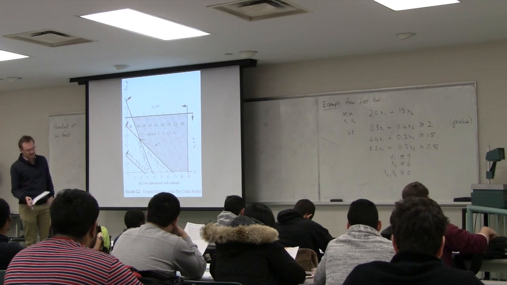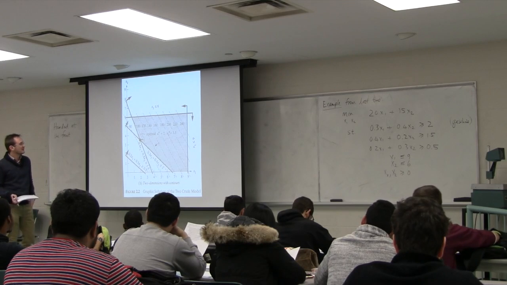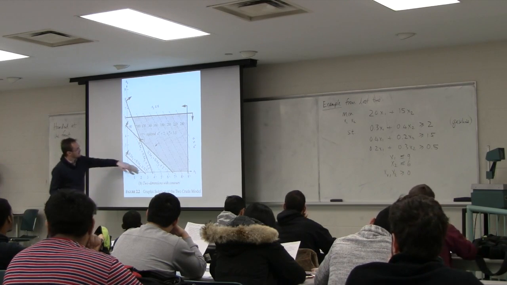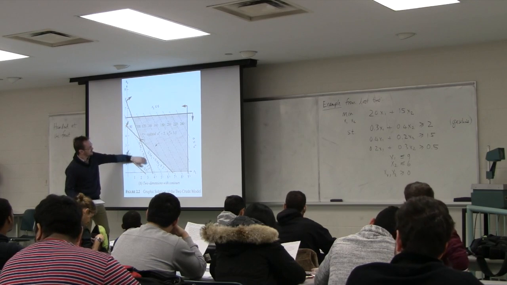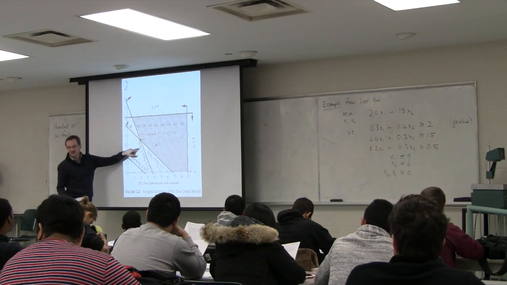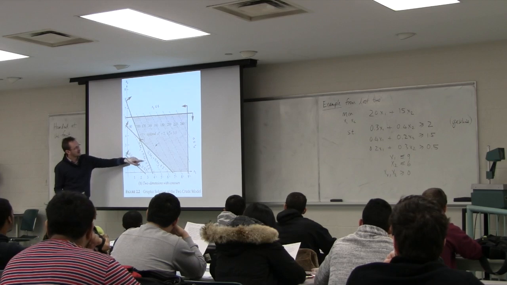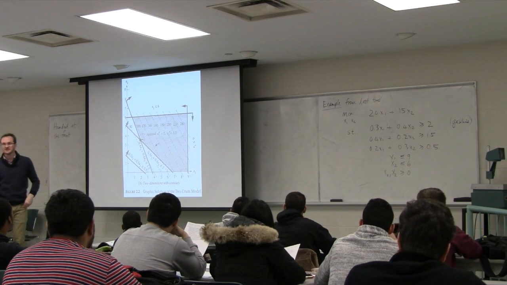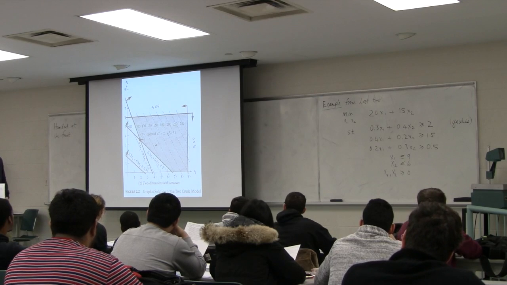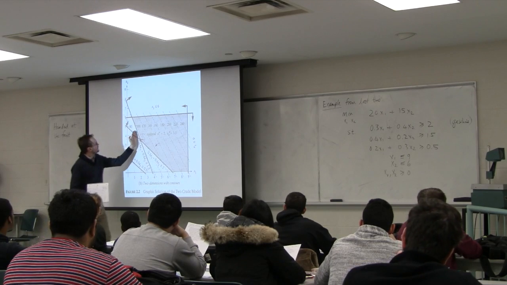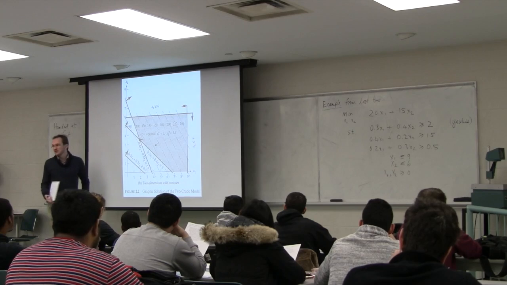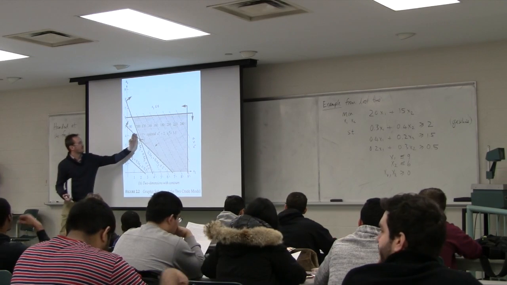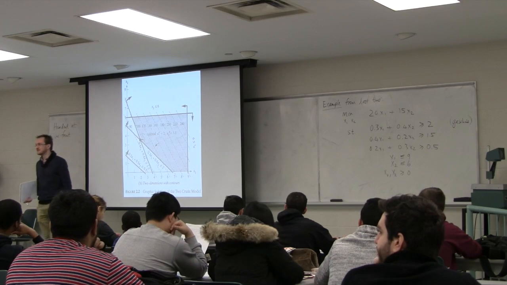The second constraint is due to jet fuel. 0.4x1 plus 0.2x2 creates this steeper line. So you just rearrange this equation. You've got an x1 and an x2. Rearrange it in the standard form y equals mx plus c, and you can draw that line. And then again, that region up and to the right is the feasible region. The region below to the left is infeasible.